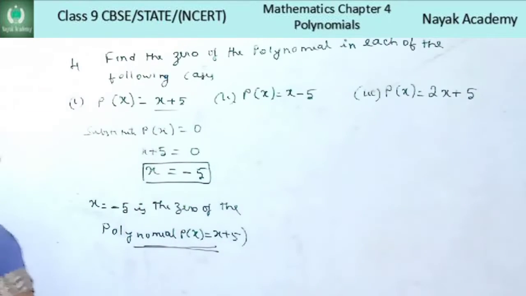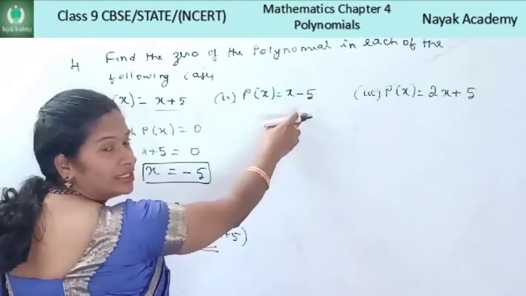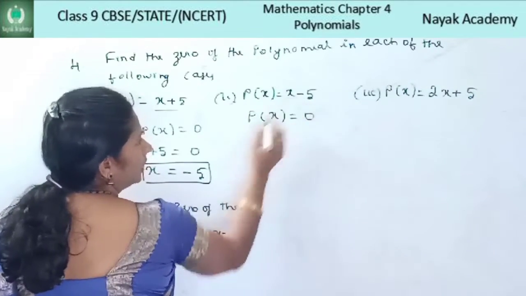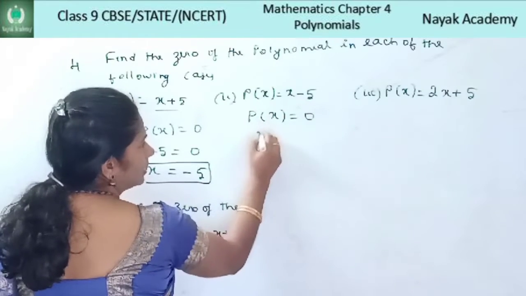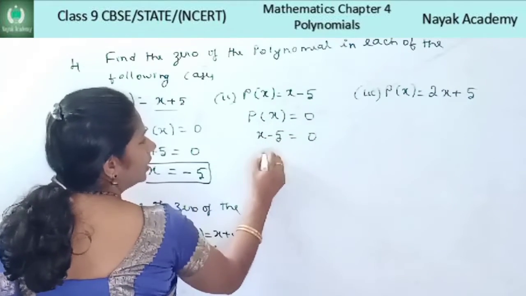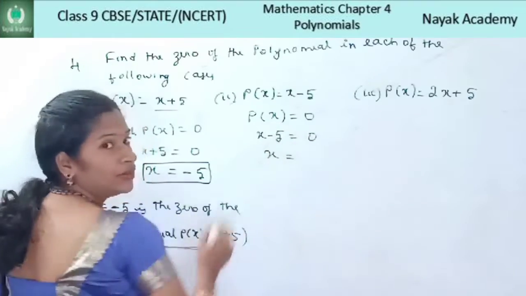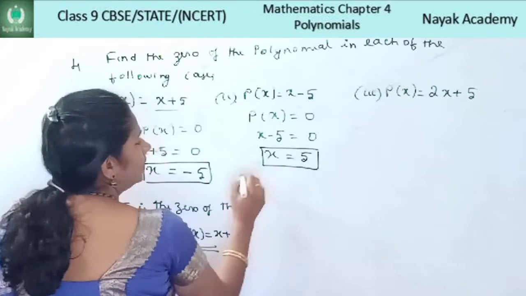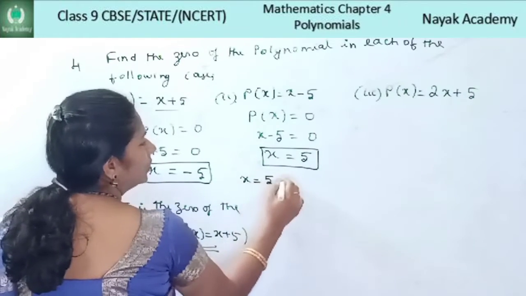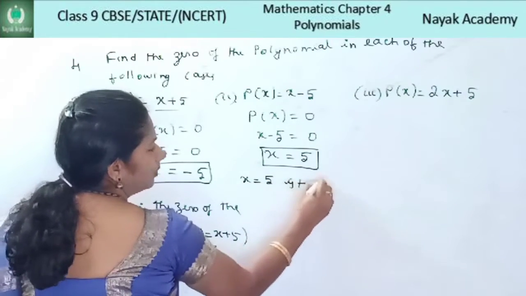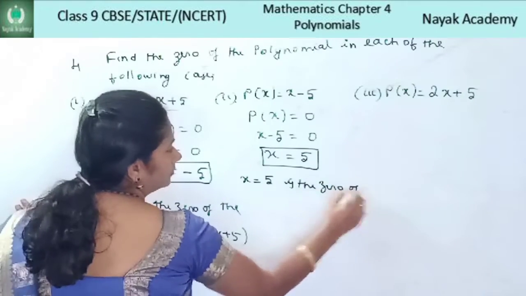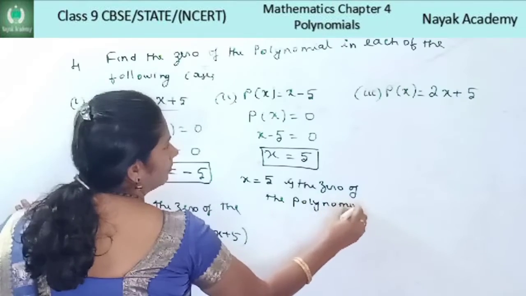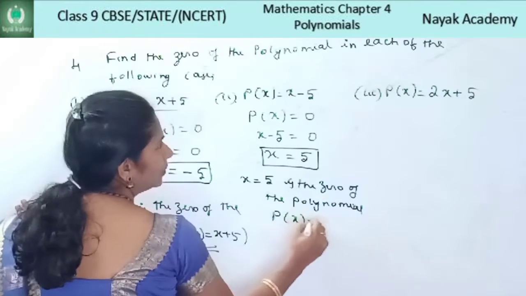Coming to the second question, p of x is equal to x minus 5. Substitute p of x is equal to 0. So x minus 5 equal to 0. You transpose 5 to the right hand side. It becomes plus 5. And x is equal to 5 is the zero of the polynomial p of x is equal to x minus 5.